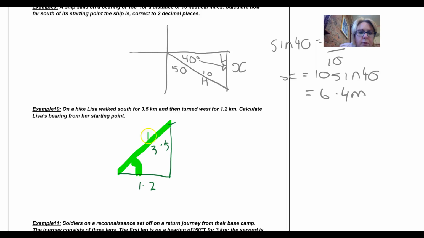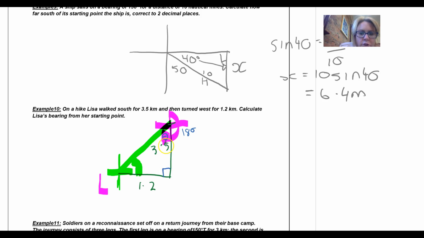Oh, hold on. No, that's the starting point from Lisa, because where I'm from is where I draw the cross. So I actually want to find this here. That's the bearing of Lisa from her starting point. And to do that, I just have to find that angle and add it to 180. So how do I find that angle?